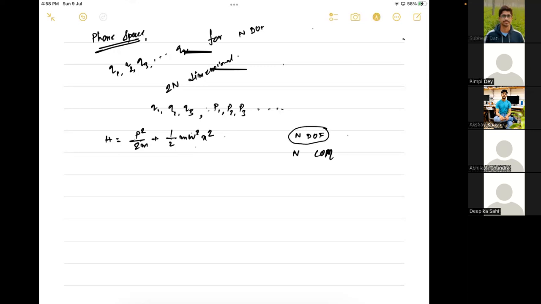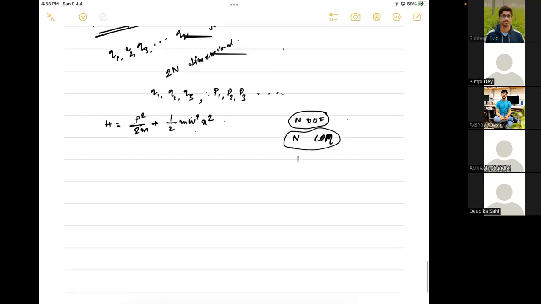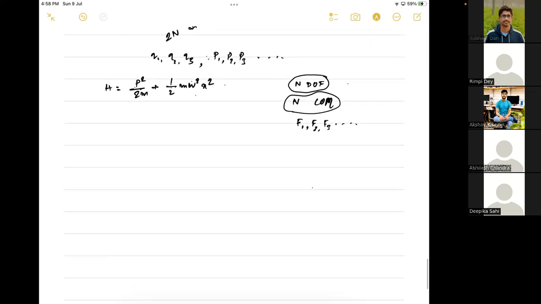So for an n degree of freedom system, you have to have n constants of motion, and let's say these constants of motion are f1, f2, f3 like this, and these have to be independent constants of motion. That means the Poisson bracket of fi and fj should be equal to delta ij. Okay, so this should be the independent constants of motion. Then we can say that the corresponding n degree of freedom Hamiltonian is an integrable Hamiltonian.